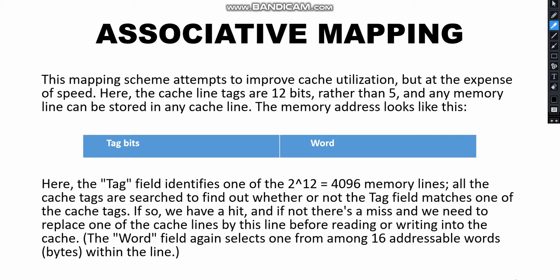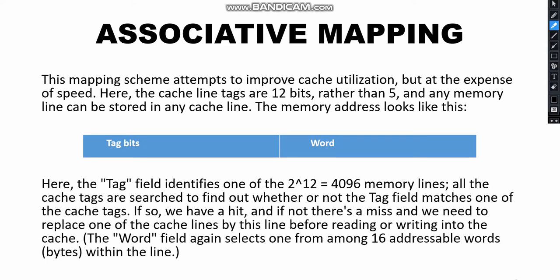Now another important thing about associative mapping is it also overcomes the problem which was faced in direct mapping. The problem was that instructions having the same line number but different tags cannot be placed in the cache. This problem is overcome in associative mapping. The address format is a little different from direct mapping. In direct mapping, it had tag, then line number, and then offset. But in associative mapping, it has only the tag and offset fields.